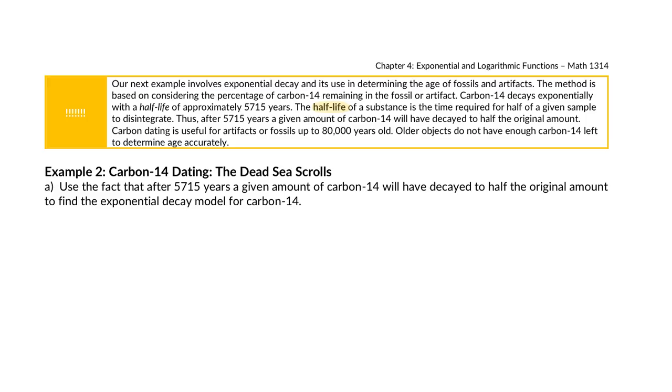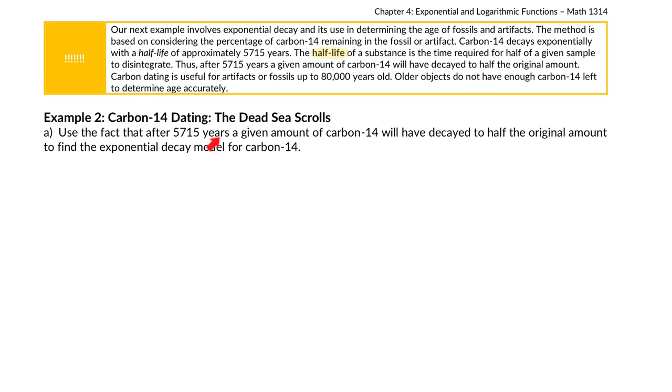For carbon-14, the half-life, or the time it takes to become 50% of what it started as, is 5,715 years. Scientists have used this fact, knowing this decay rate, to create a decay function for carbon-14, which allows us to carbon date really old stuff and figure out how old it is. So let's take the fact that after 5,715 years, a given amount of carbon-14 will have decayed to half of the original amount to find our exponential decay model for carbon-14.